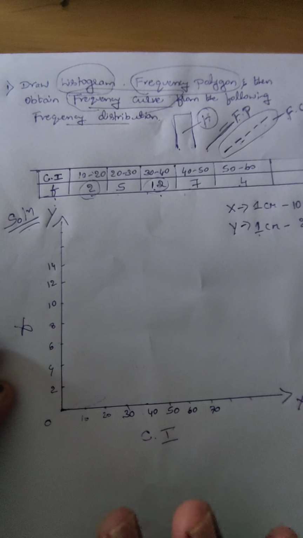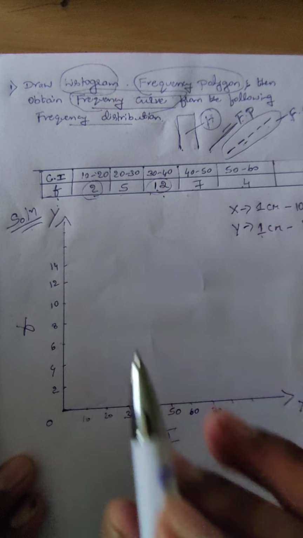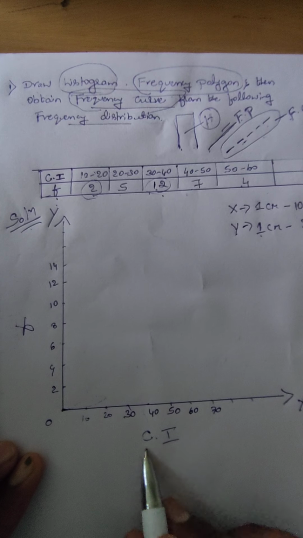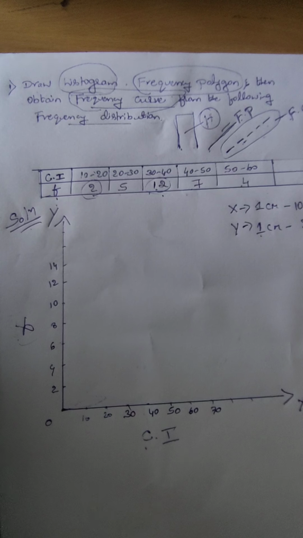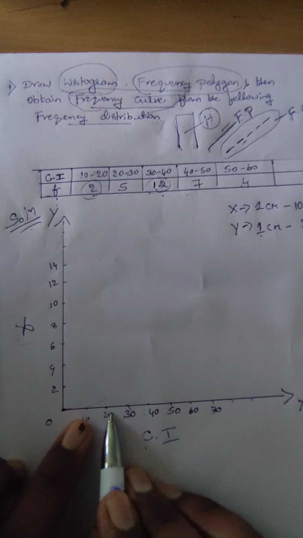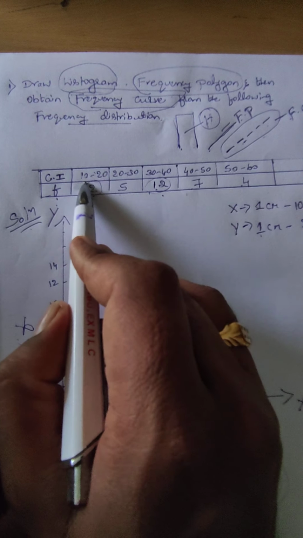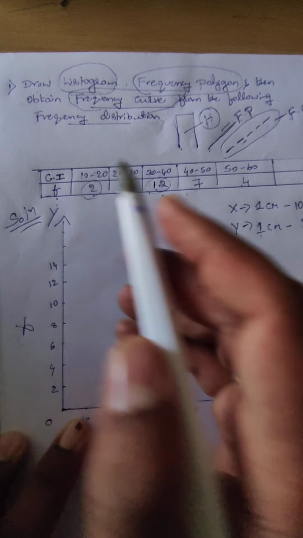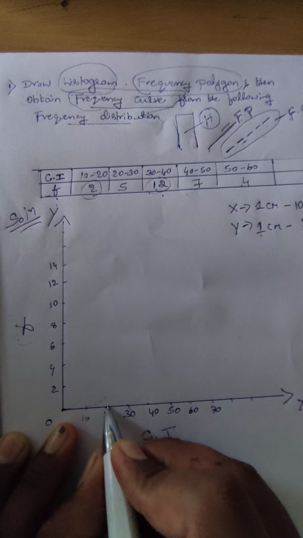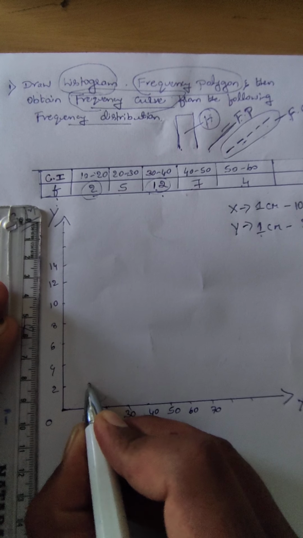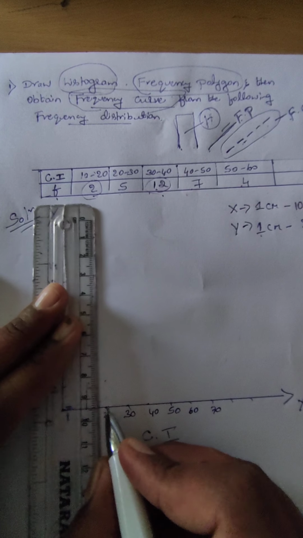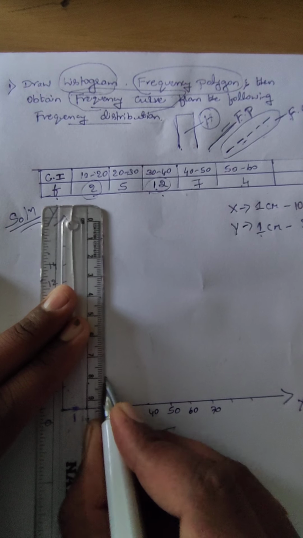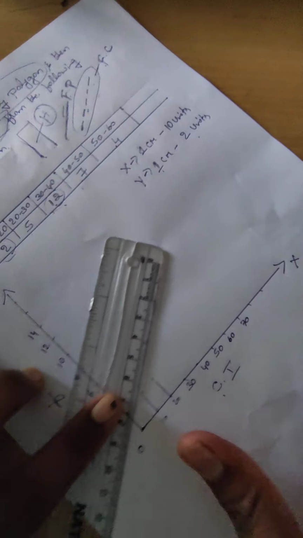First, we identify the x axis and y axis. The x axis considers class intervals, the y axis considers frequencies. First, we draw the histogram. The first class interval is 10 to 20, and its frequency is 2. We mark 10 to 20 and the frequency 2.